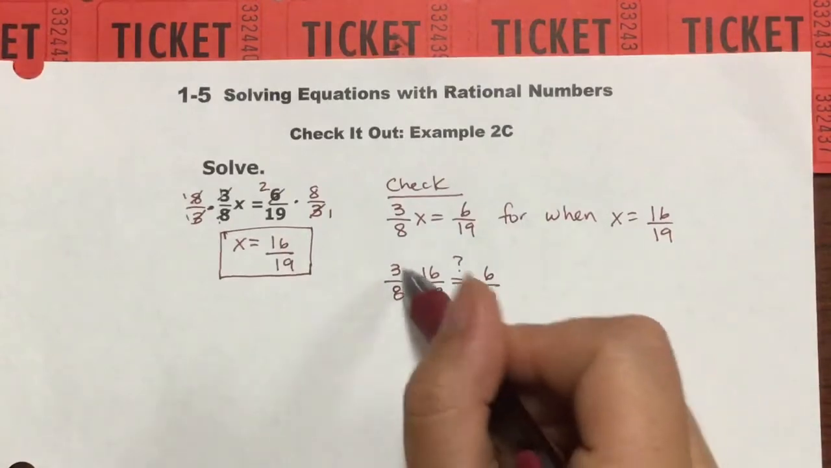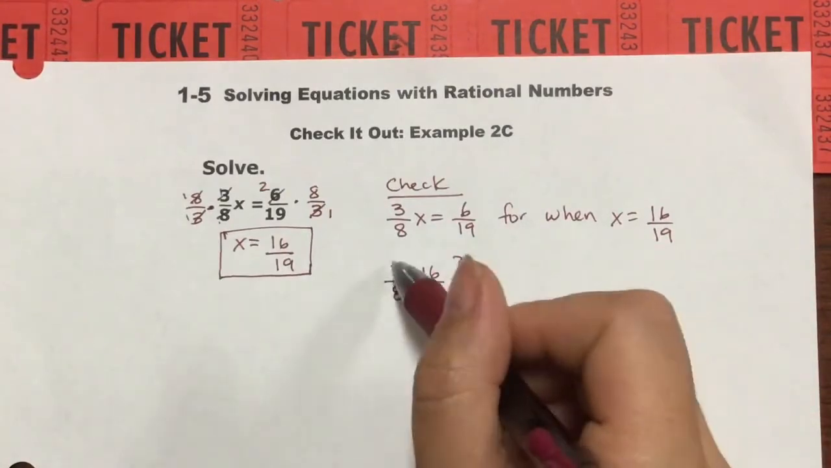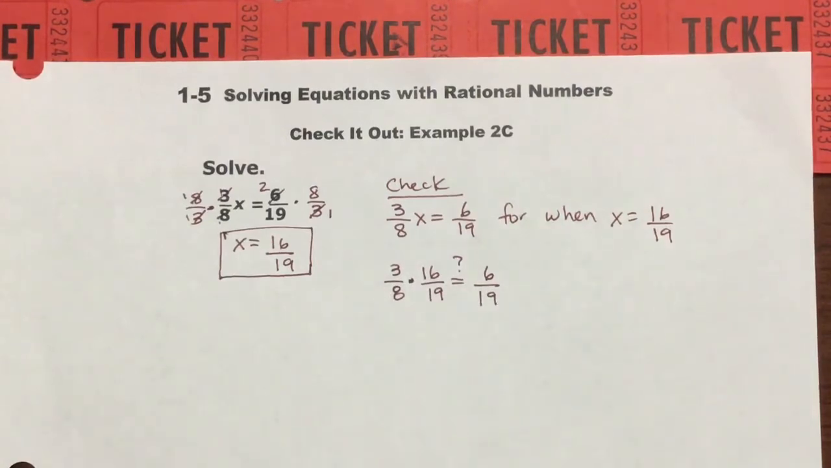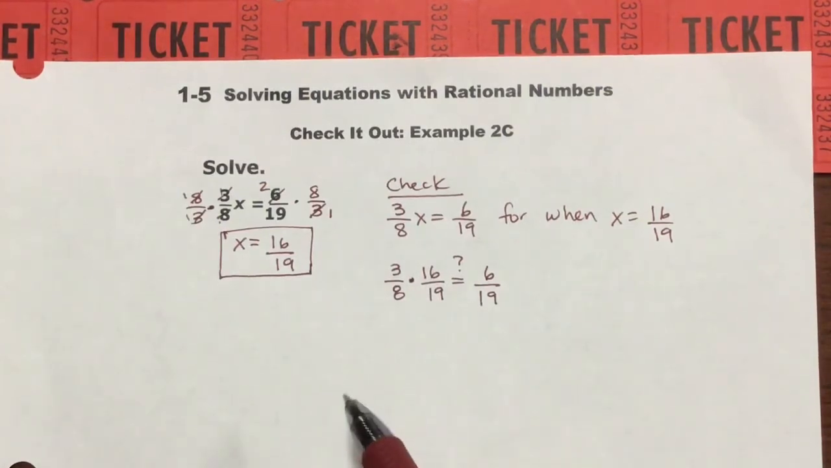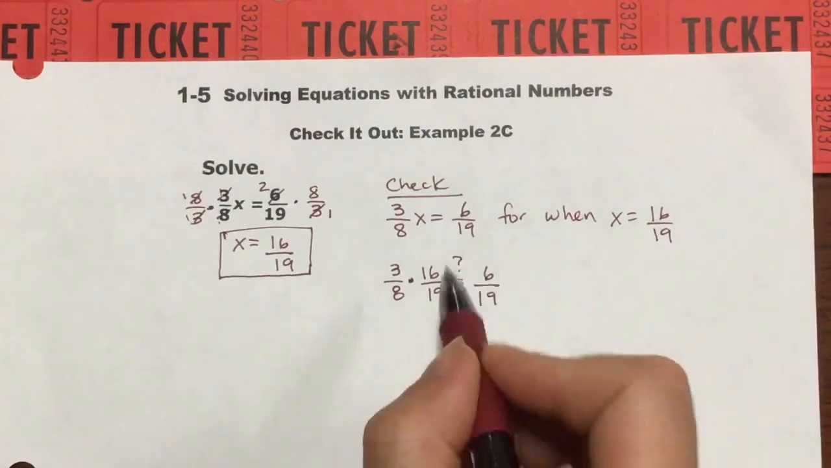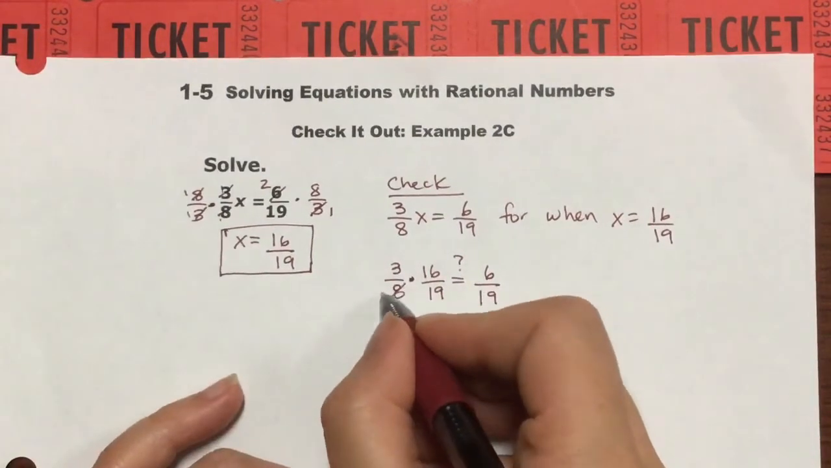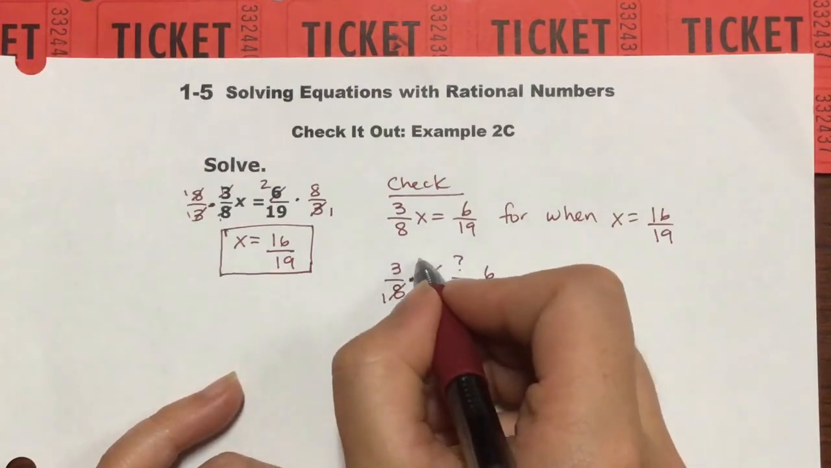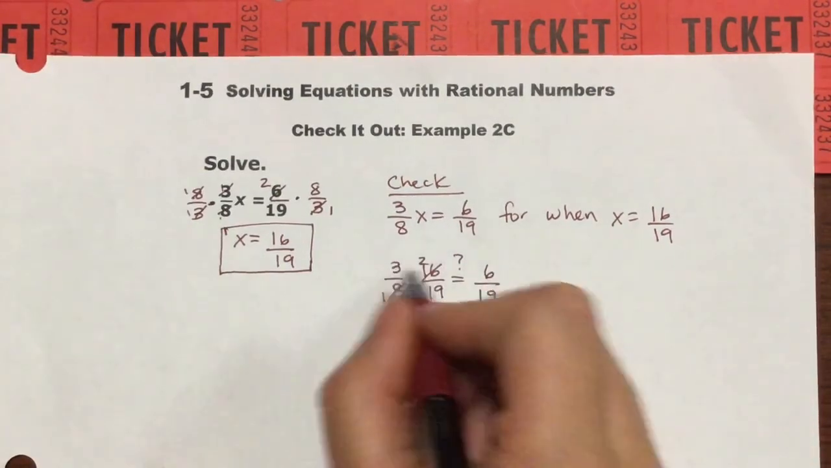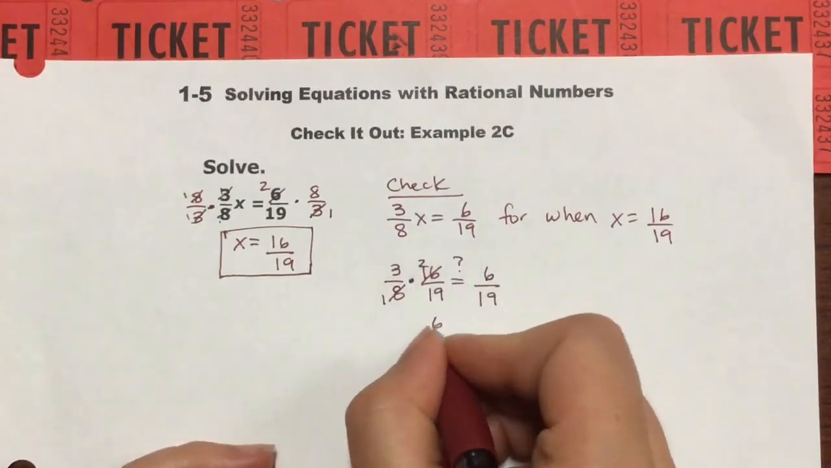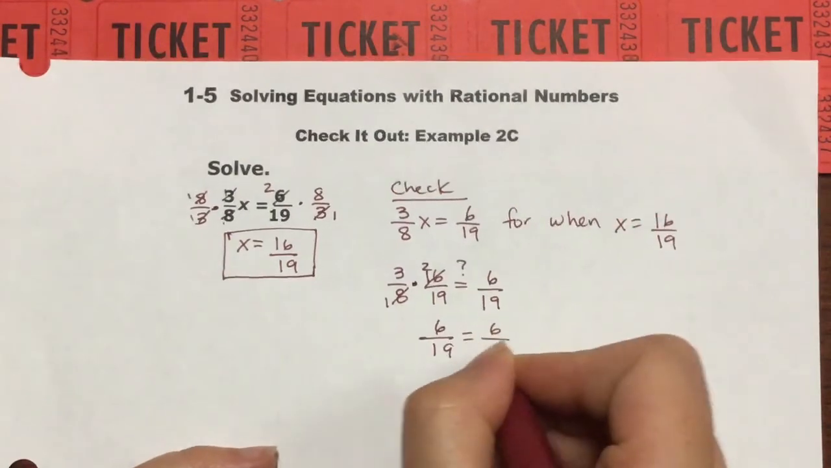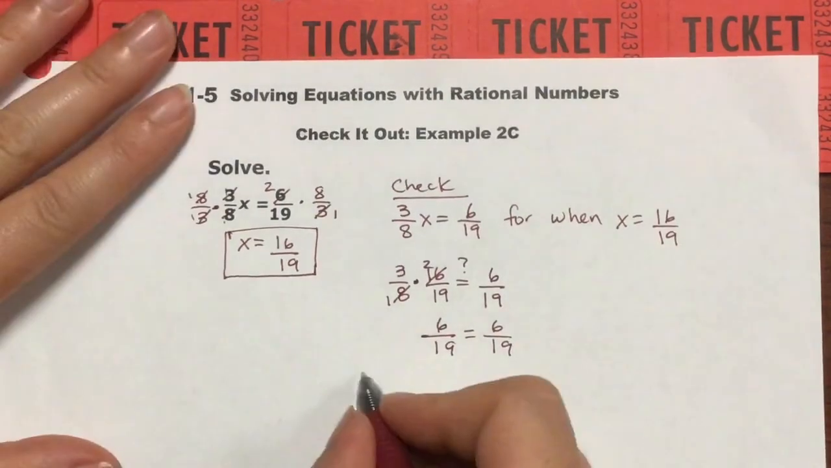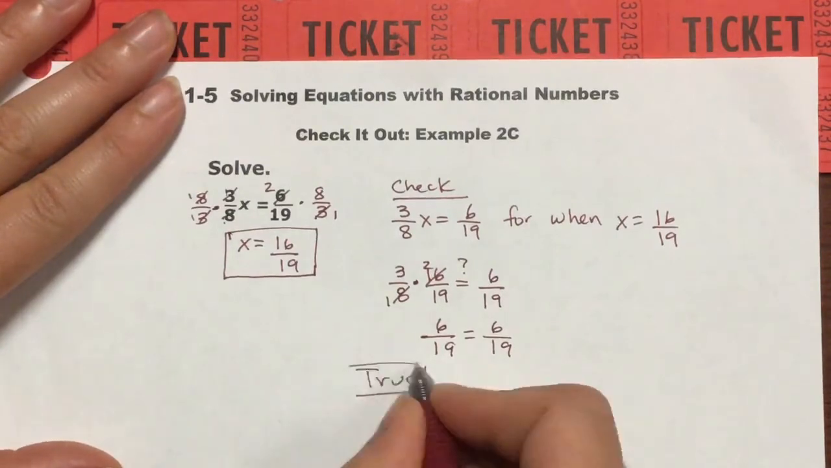Okay, the first thing we're going to do is look to cross cancel. Are there any common factors between 3 and 19? I'm going to say no. Are there any common factors between 16 and 8? Yeah, there's quite a few. What's the biggest one? I would say the biggest one is 8. How many times does 8 go into 8? 1 time. How many times does 8 go into 16? 2 times. All right, now we're just going to multiply across. 3 times 2 is 6, and 1 times 19 is 19, and look, 6/19 equals 6/19. That is a true statement, ladies and gentlemen.